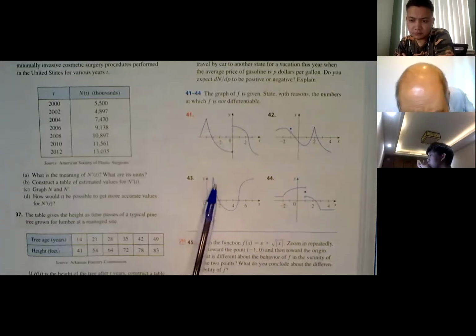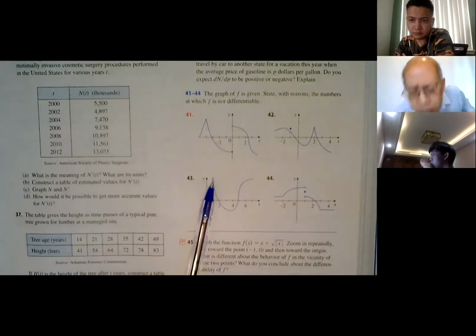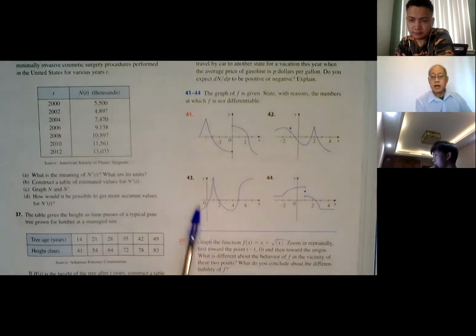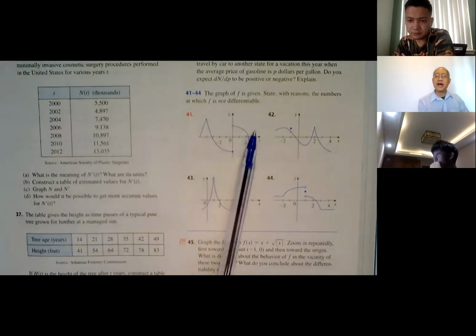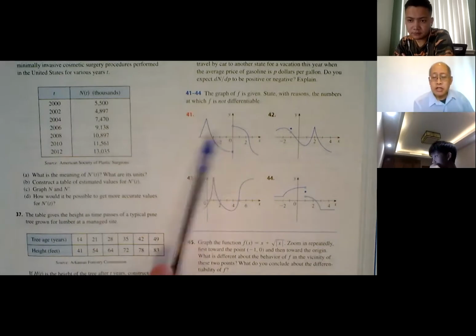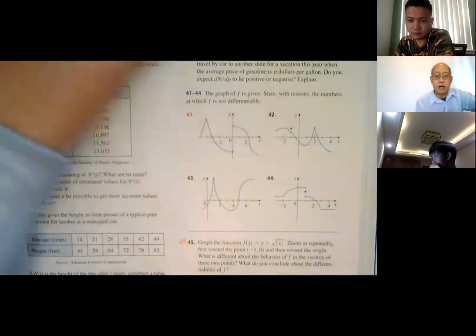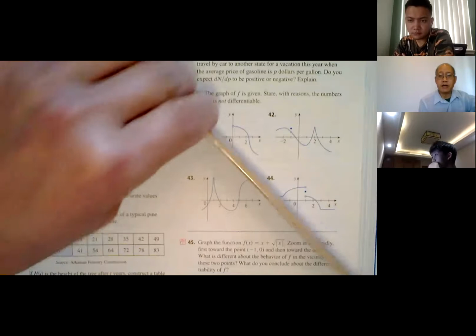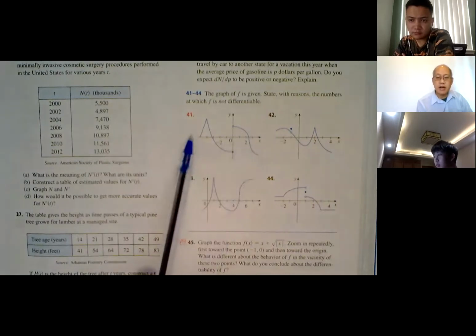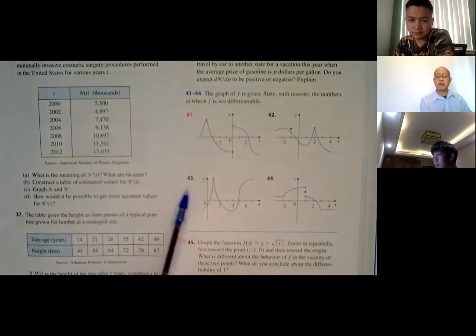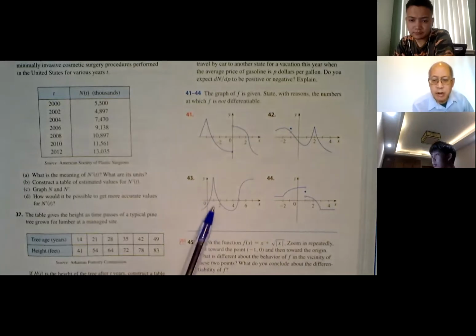Okay, 43. That looks like a closed dot, so we do have something over there. But that looks like another corner point. So let's say x equals 1, corner point. We're asking for the points where the function is not differentiable. Everywhere else the function is differentiable. So for 41, the function is differentiable right here and right here. Most of the time the graph is differentiable. I can draw a tangent line here and here and here and so on. So 43 is not differentiable at 1.